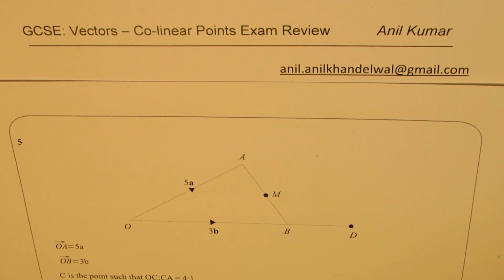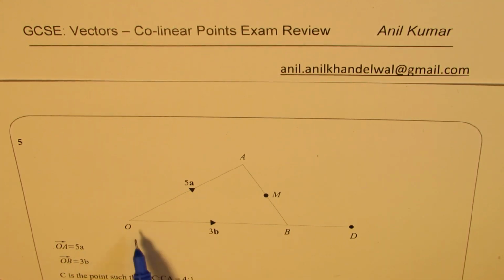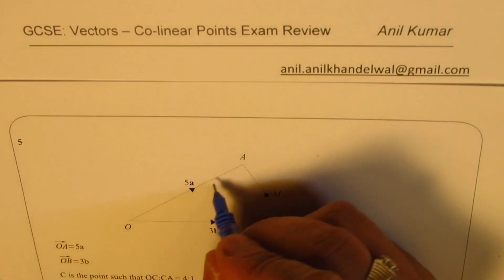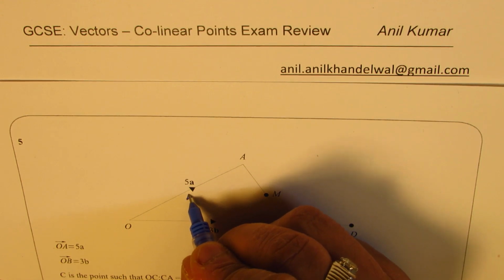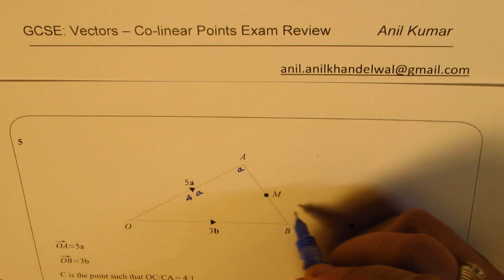Here is question number 5, which pertains to collinear points. The question here is: the vector OA is 5A, vector OB is 3B. C is a point such that OC to CA is 4:1. So C is somewhere here so that we have a 4:1 ratio. That means 4A and A, right? So that is a point C somewhere here, right?